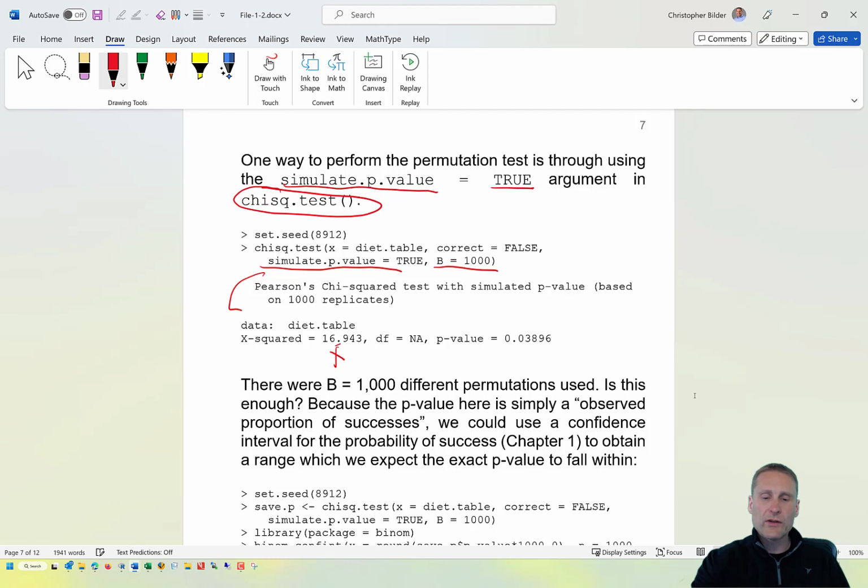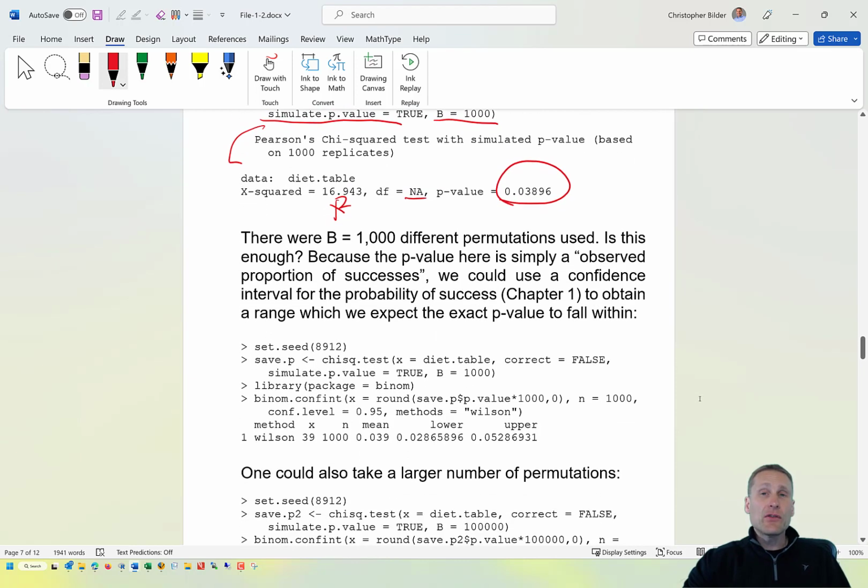Here's my original x squared statistic. There's no degrees of freedom here because we're finding the exact distribution. We're not using a chi-square distribution with it. And here's my p-value, 0.039. Very similar to what we had previously. Now, I used 1,000 permutations here. You might be wondering, well, is 1,000 enough?